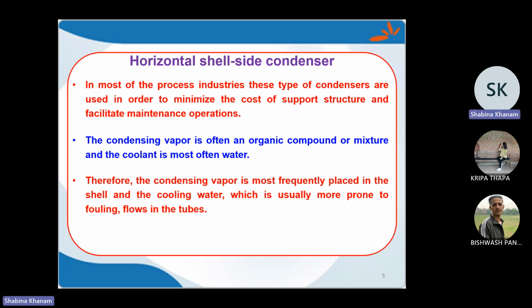Condensing vapor is most frequently placed in the shell, and cooling water, which is usually more prone to fouling, flows in the tubes, which we have discussed already. So in this way I have the horizontal shell side condenser, and in that case usually E shell baffled condensers are used. So in that case, you can consider the E shell baffled condenser.